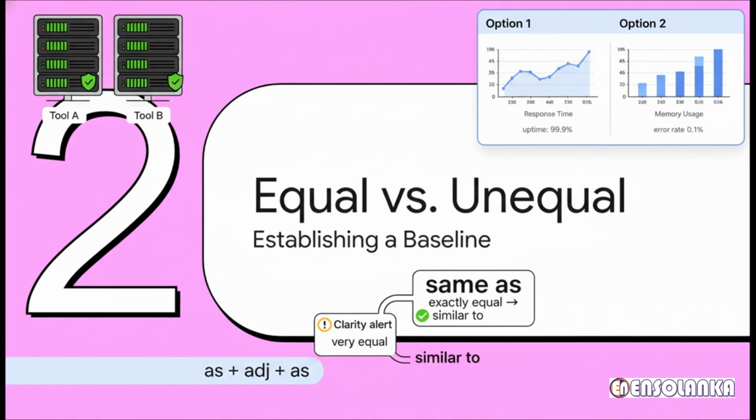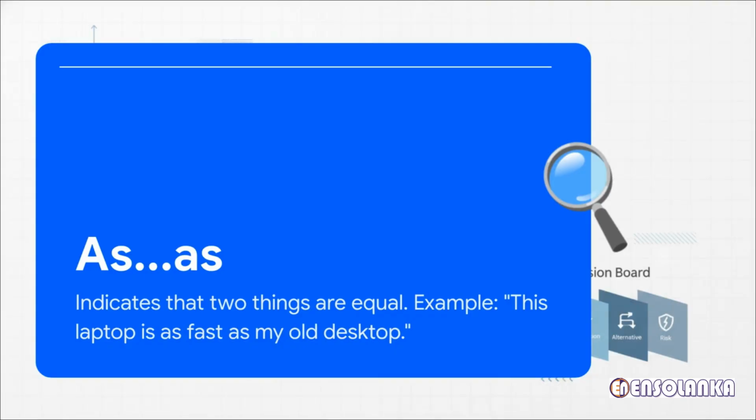Okay, let's start with the absolute basics. Picture this. You're comparing two services, and for one key metric, they're pretty much the same. How do you say that in a way that's totally precise? Easy. Your go-to phrase is as. It's clean, it's simple, and it leaves zero room for doubt. So you could say, the new API is as responsive as the old one. Right there, you've set a baseline.